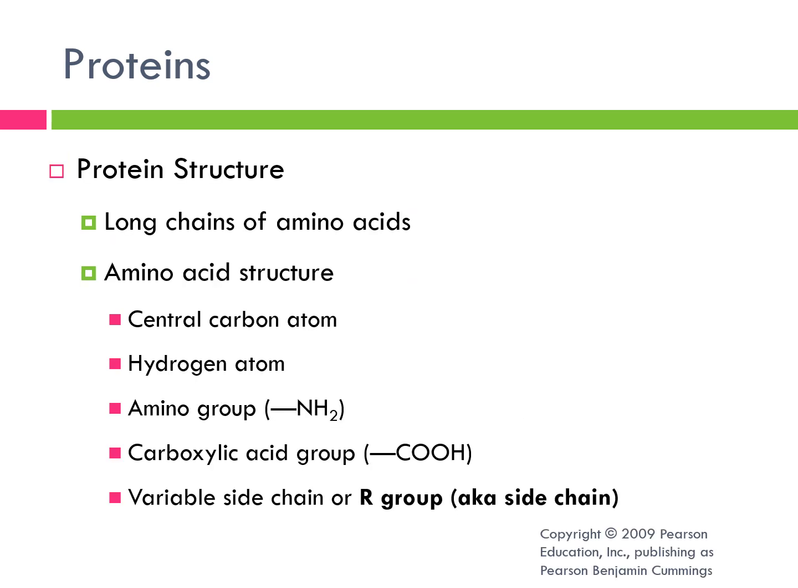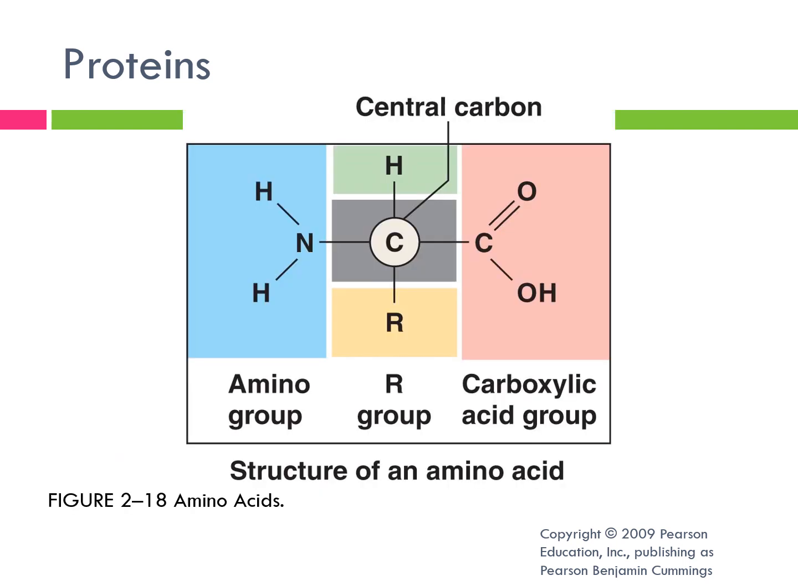So proteins are long chains of amino acids, and amino acids all have a really similar structure with a variable side group. So they have a central carbon atom, a hydrogen atom, an amino group, a carboxylic acid group, and that variable side chain. So if we look in a picture, here's our central carbon atom, our hydrogen group, our amino group, our carboxylic acid group, and then this variable side chain that makes them different from one another.